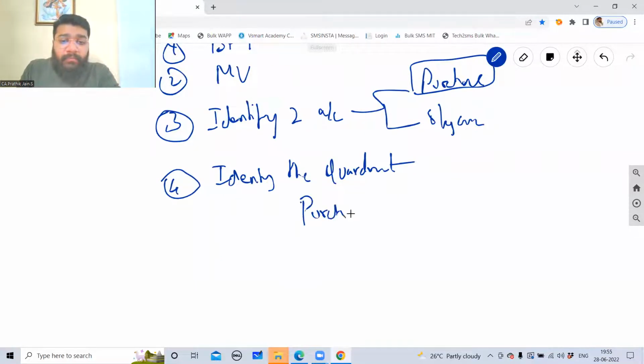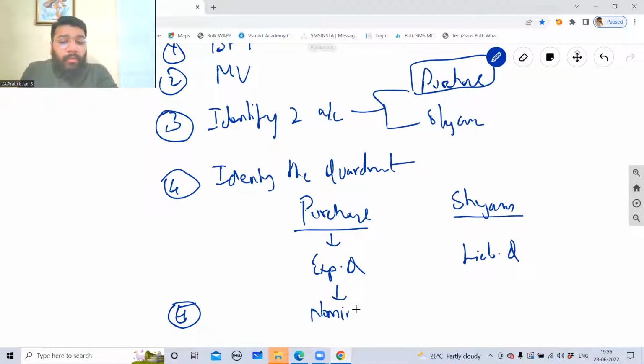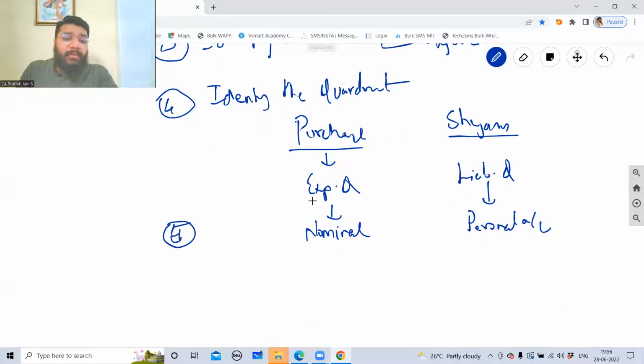So purchase belongs to which quadrant, and Sham belongs to which quadrant? Purchase belongs to the expense quadrant, and Sham belongs to the liability quadrant. What is the fifth step? Once you identify the quadrant, now you have to identify which rule you will follow, which house you will go to. So expense will go to nominal account, and liability will go to personal account. Expense going to nominal account. So what does nominal account say? If it's an expense, debit yourself.